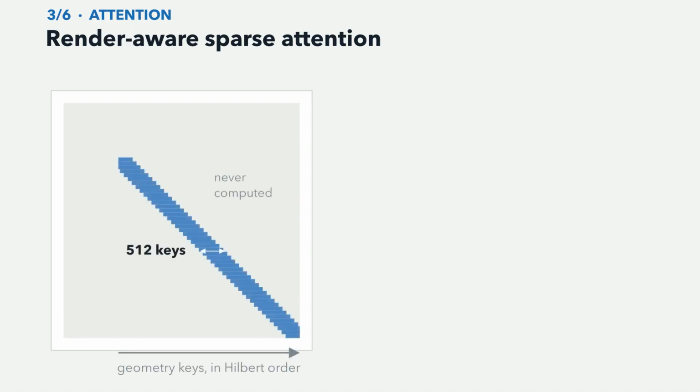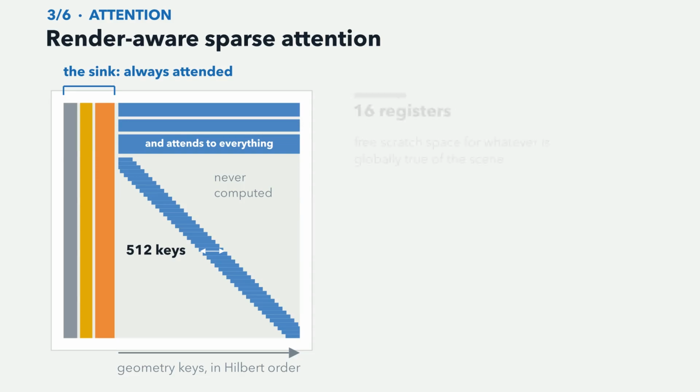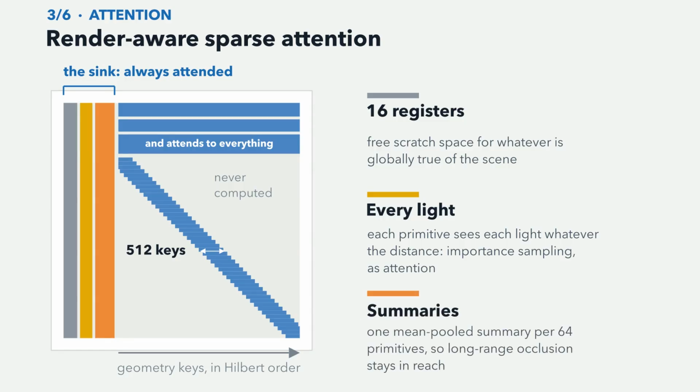So we add an attention sink that every token always attends to, and that attends back to every token. It holds 3 things. 16 registers, free scratch space for whatever is globally true of the scene. Every light source, so each primitive sees every light, whatever the distance, the attention analog of importance sampling the lights. And one mean pooled summary per 64 primitives, which keeps long-range occlusion in reach coarsely.